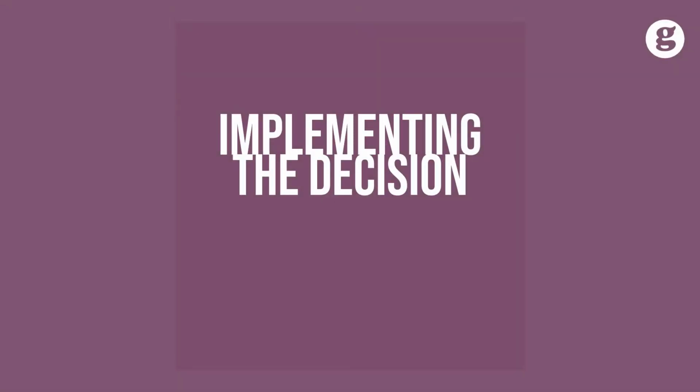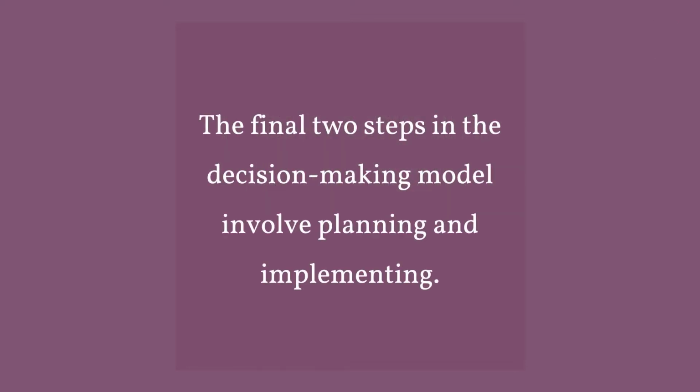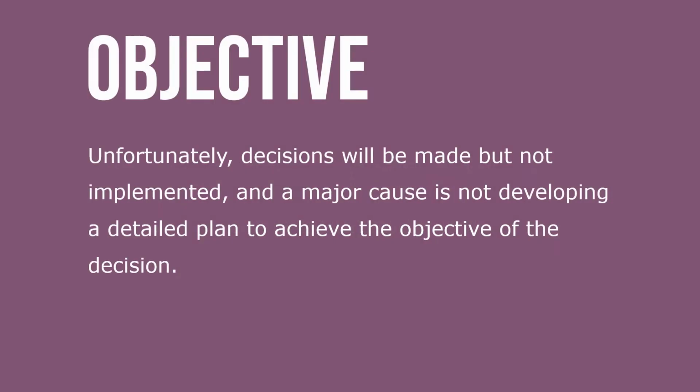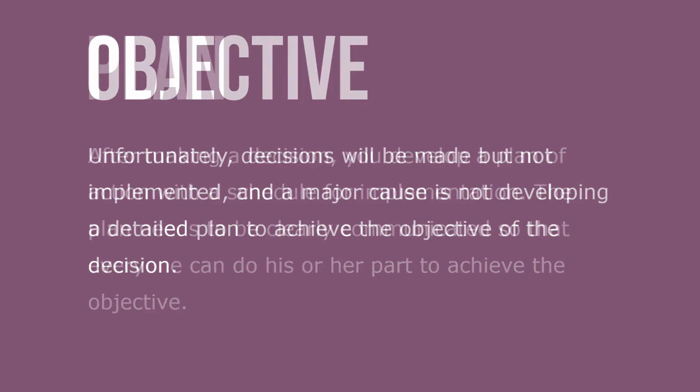Let's take a look at implementing the decision. The final two steps in the decision-making model involve planning and implementing. Unfortunately, decisions will be made, but not implemented. A major cause is not developing a detailed plan to achieve the objective of the decision.